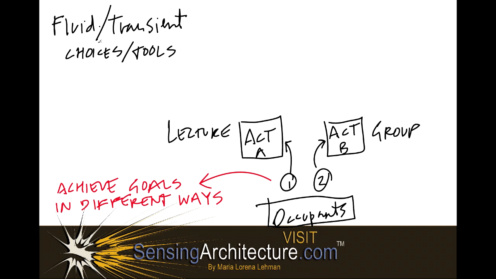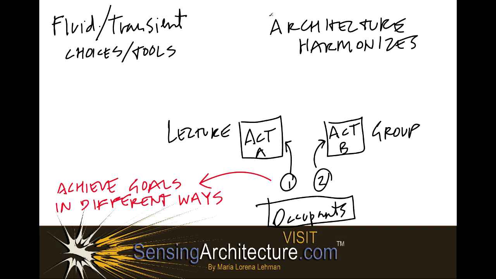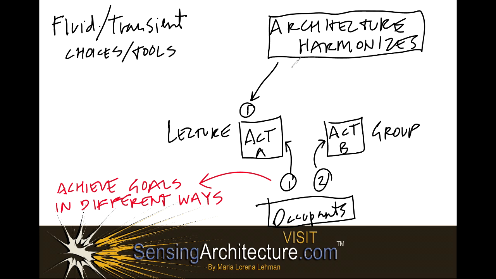So, by going back to our diagram here, you can see that one of architecture's primary goals is to harmonize, especially as it orchestrates all of these different activities and options for its occupants. So as architecture harmonizes, it actually is providing different choices, where you can see here that occupant 1, engaging in activity A, is presented with choice 1, 2, and 3, while occupant 2, engaging in activity B, is presented with architectural choices 4, 5, and 6.